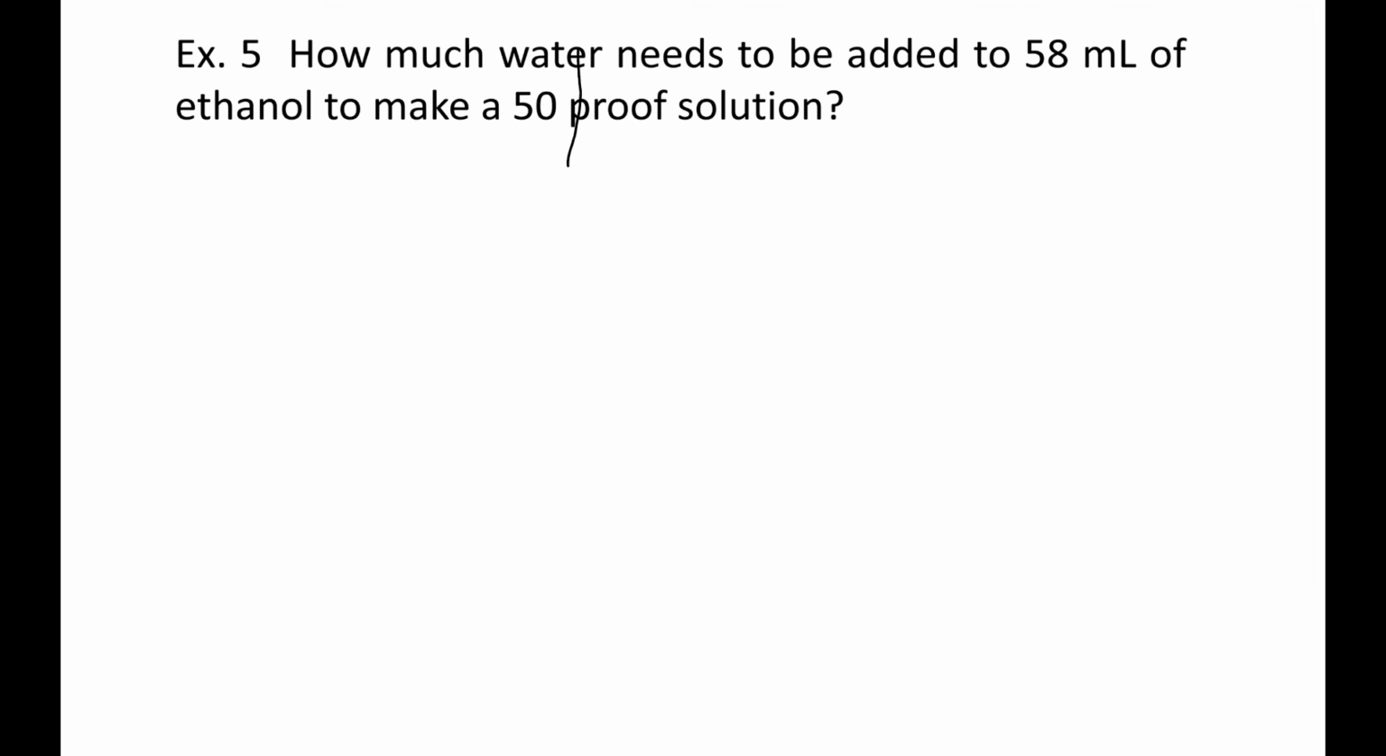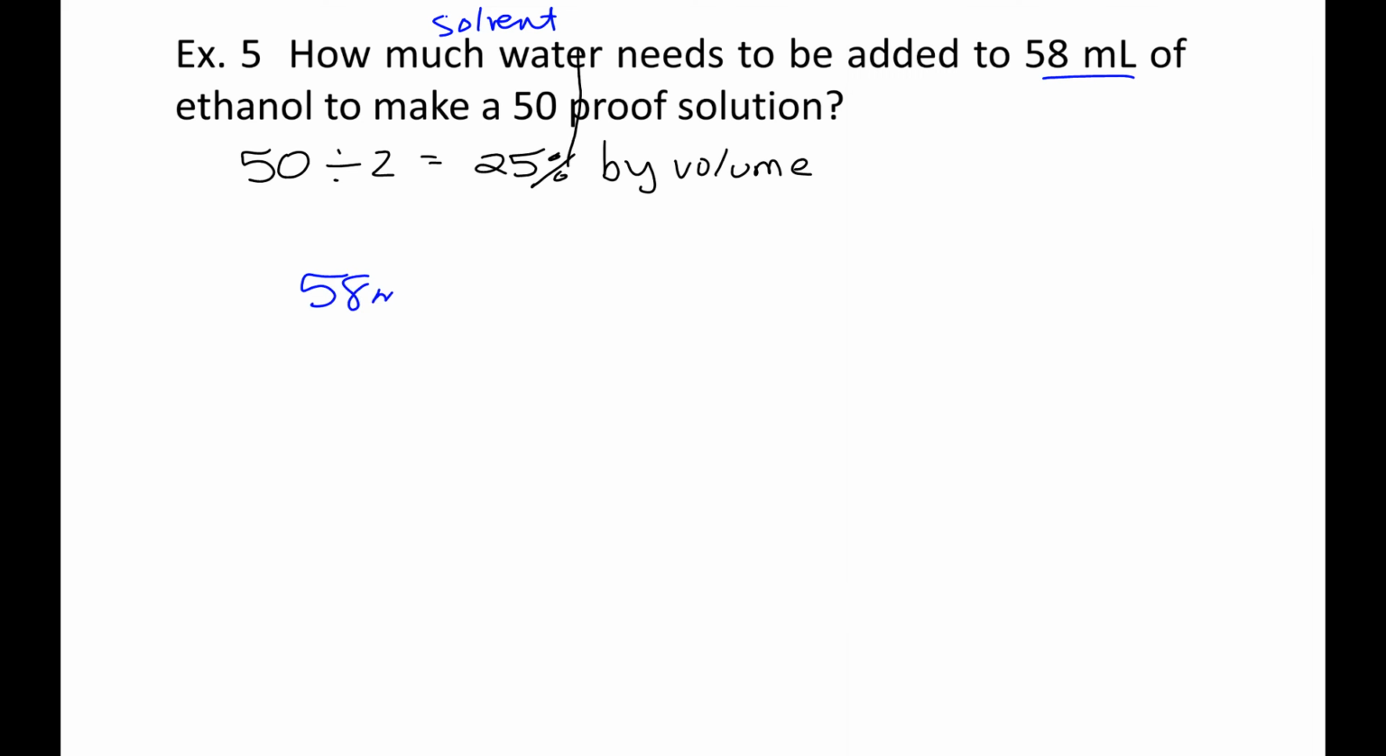How much water needs to be added to 58 milliliters of ethanol to make a 50 proof solution? Okay, with this one we have to find the percent first. So 50 proof divided by 2 is 25%. So it's a 25% by volume solution. Now we're going to use that other equation. We're asking for how much water, so it's the solvent. So we've got the solute, so it's 58 milliliters.